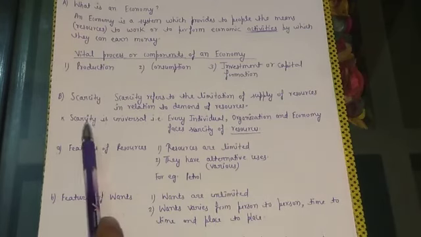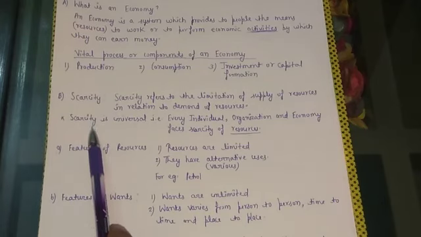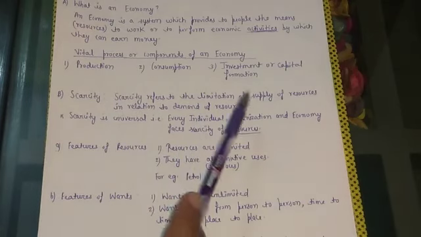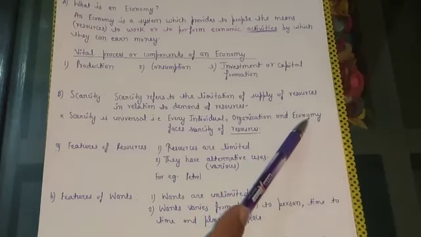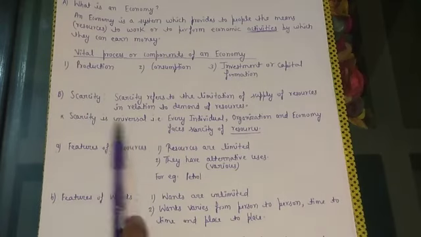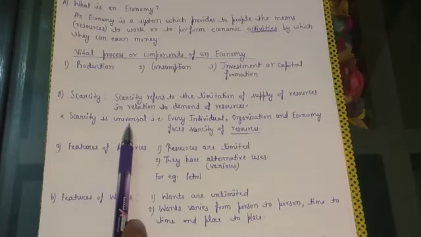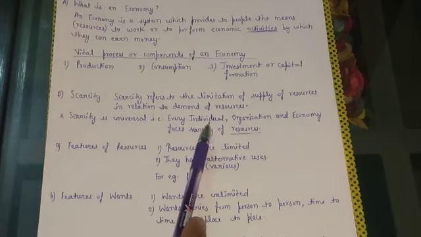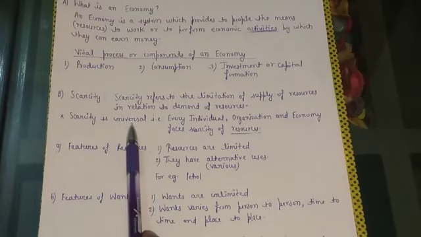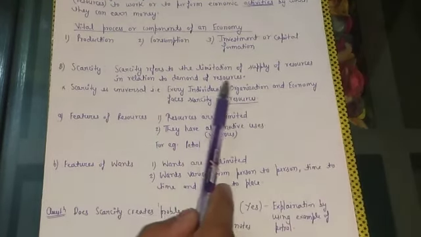But if I am saying scarcity is subjective, it means that scarcity will remain different for each and every individual, each and every organization, and each and every economy. Understood? Suppose someone asks you whether scarcity is universal or subjective. You will say that scarcity is universal. It means that scarcity will remain the same for each and every individual, organization and economy. I hope all of you have understood the meaning of universal and the meaning of subjective.